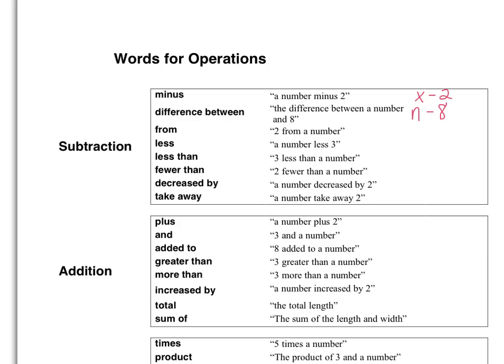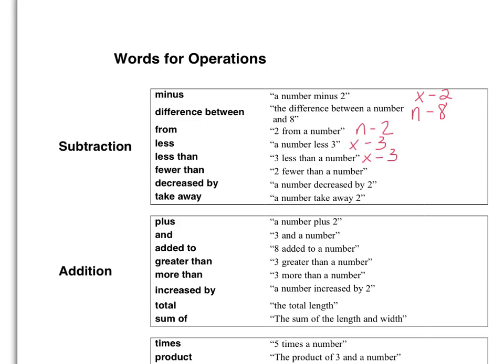2 from a number. Well, if you had 10 and I took 2 from that, we'd have 8. So let's think for a moment. Is that 2 minus or minus 2? 2 from a number. It's minus 2. A number less 3. It sounds a little awkward, but that's x minus 3. 3 less than a number. Well, that's the exact same thing as we just wrote.